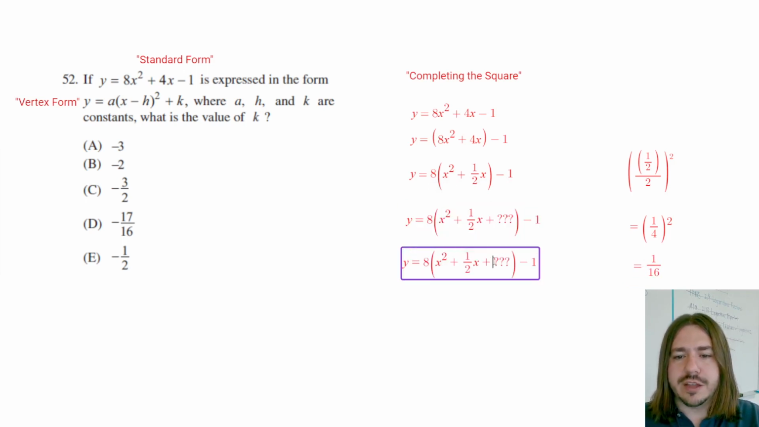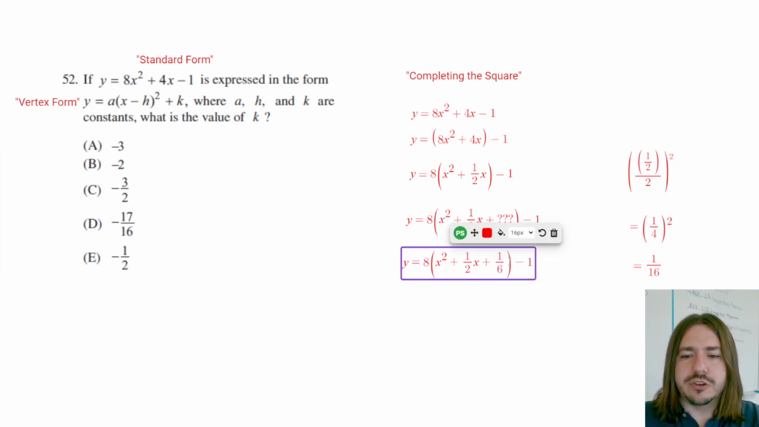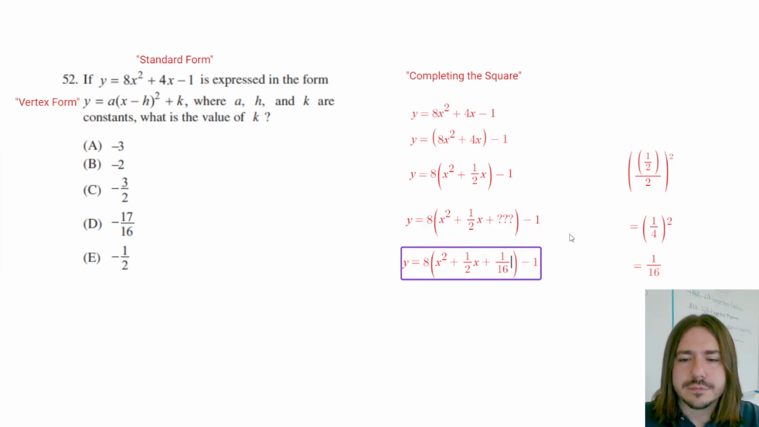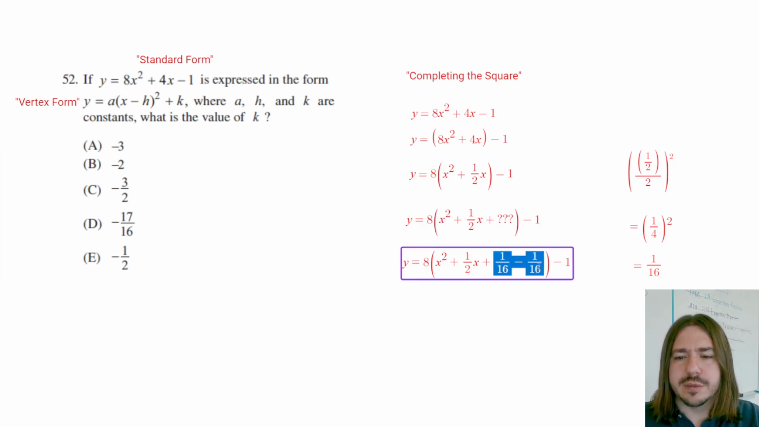Unfortunately, we can't just add whatever we want to this equation, otherwise we're effectively changing the equation. So we have to balance this out by subtracting 1/16 as well. Now I'm adding 1/16 and subtracting 1/16, so I'm not actually changing anything. These would just combine to be 0. I can add 0, that's fine. But what I really want to do is move this minus 1/16 outside the parentheses so that the only thing left in here is that perfect square.